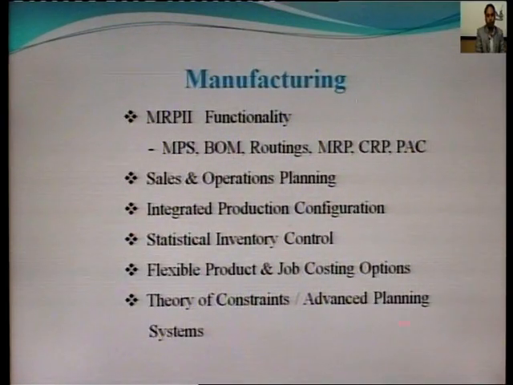Statistical inventory control means this department keeps all the inventory control management. Flexible product and job costing options. This department also keeps all the job costing options, and it provides flexible products, means it keeps all the quality control management. Theory of constraints and advanced planning systems. This department has planning for the future.